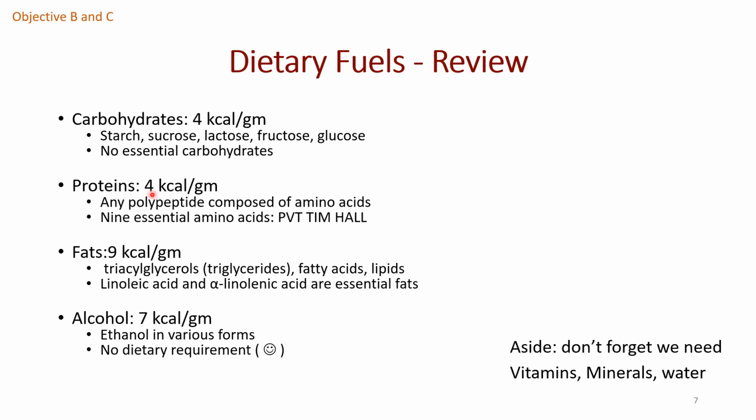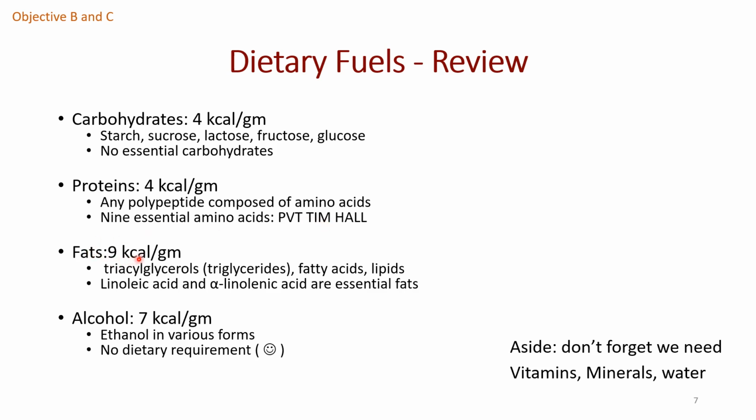Proteins, amino acids, they also have 4 kilocalories per gram of protein. And that's any polypeptide that's composed of amino acids. But we do know there are 9 essential amino acids. We saw that in the amino acid lecture, and they're listed here. And those are the ones that our bodies cannot synthesize, so we must get those in our diets.